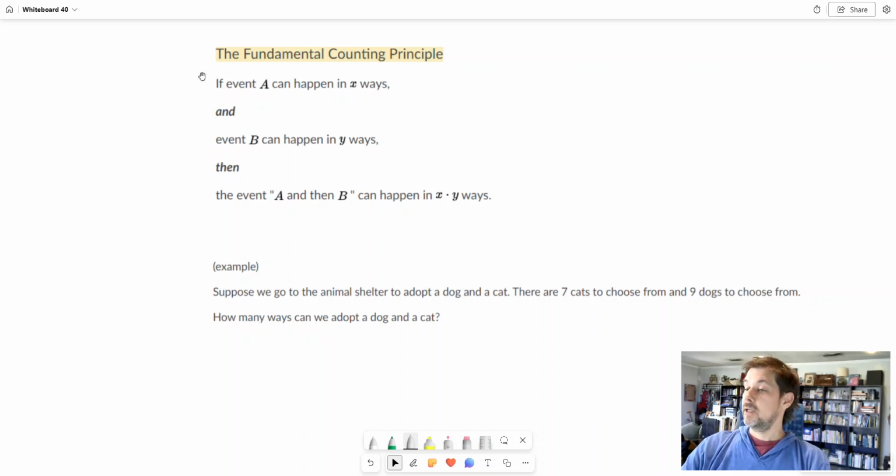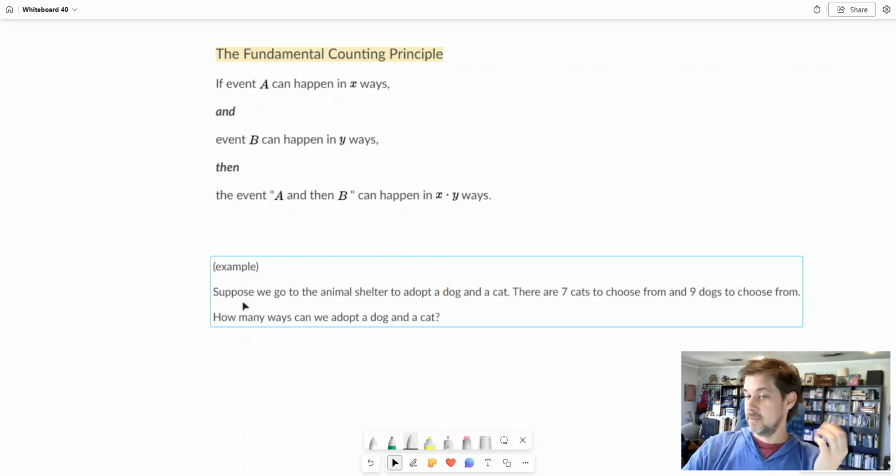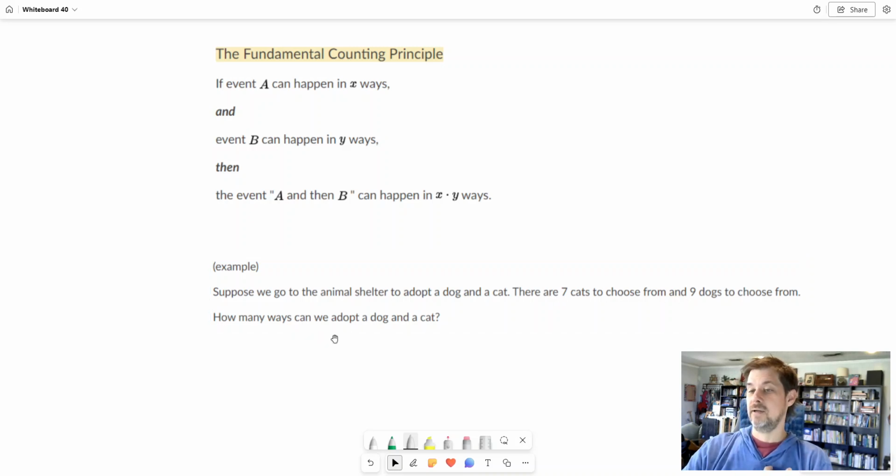Let's talk a little bit about the fundamental counting principle. Before I tell you what that is, I'll tell you when we use it. The fundamental counting principle is for figuring out how two events can happen in succession, one event right after the other. In my example, we go to the animal shelter, we want to adopt a dog and a cat. There are 7 cats and 9 dogs. So how many ways can we adopt a dog and a cat?